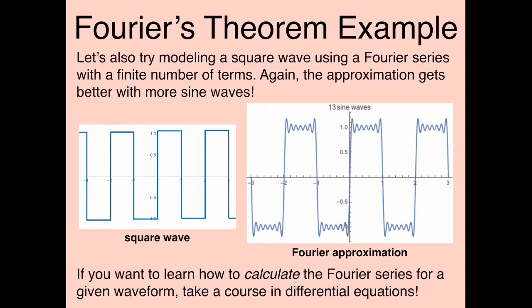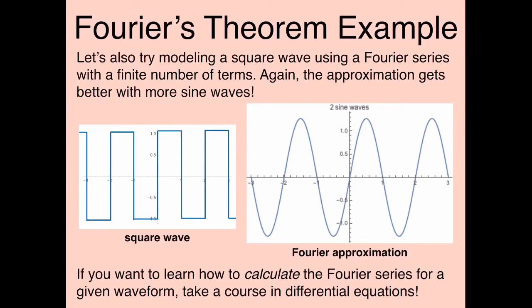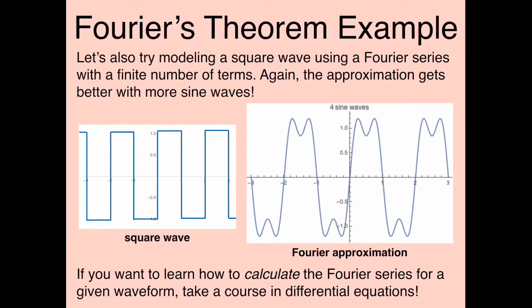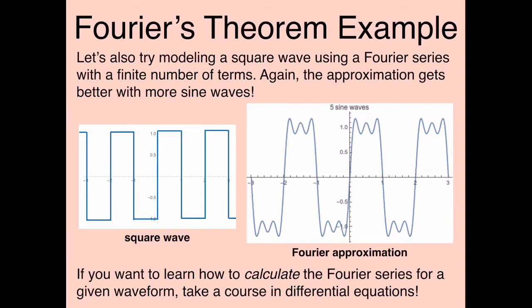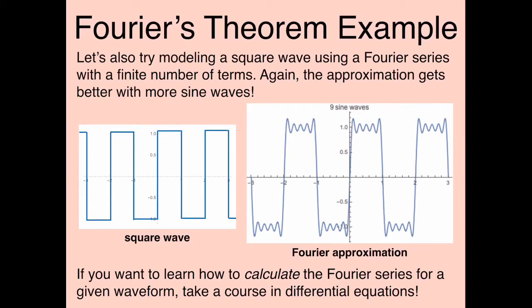So I'll show you another example then. This is called a square wave. Looks like a square. And we can again model that square wave using a Fourier series with a finite number of terms. And just like before, the idea is the approximation will get better and better the more sine waves that we add to the series. So here we have 2 sine waves, now 3. And we'll keep adding more and more. And you'll see as we go on, as we keep adding more sine waves and including more terms in the Fourier series, we get a better approximation of that square wave.